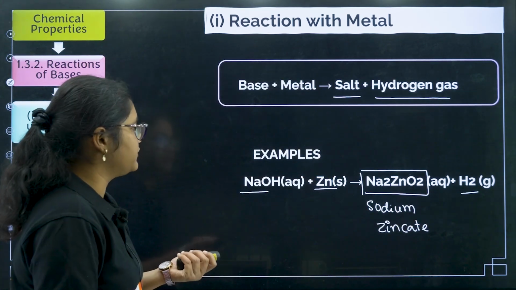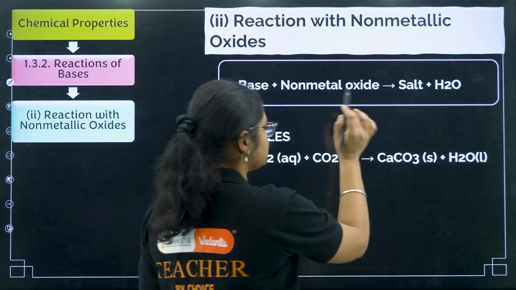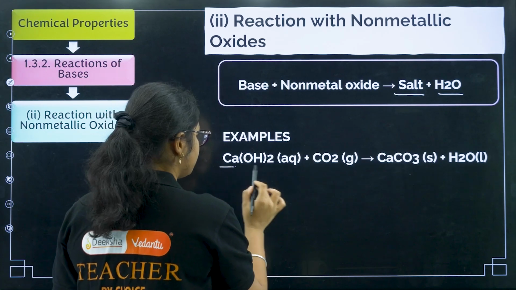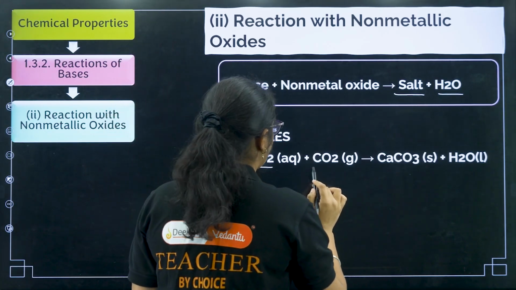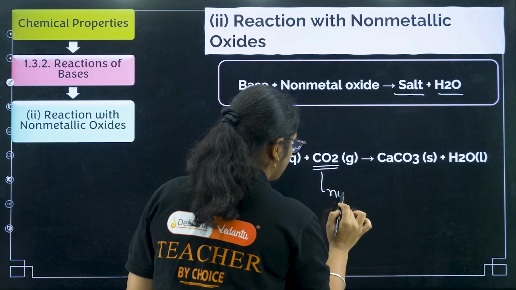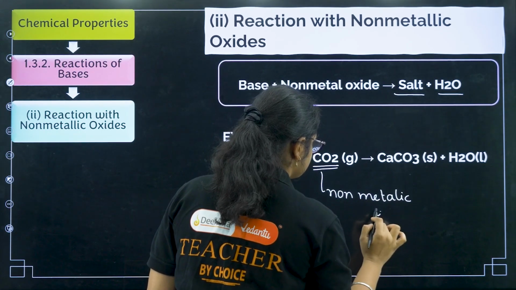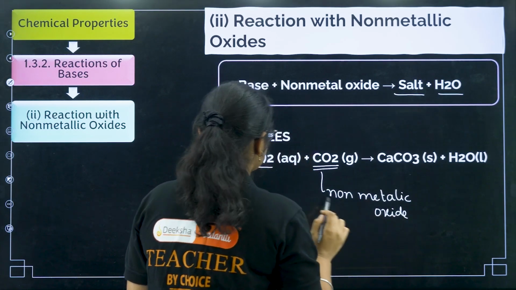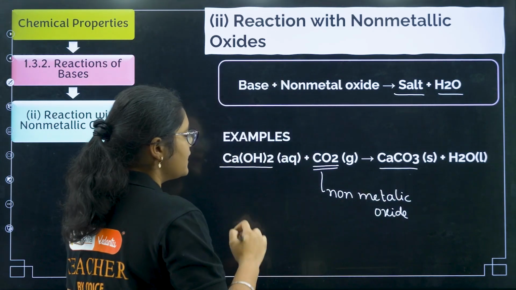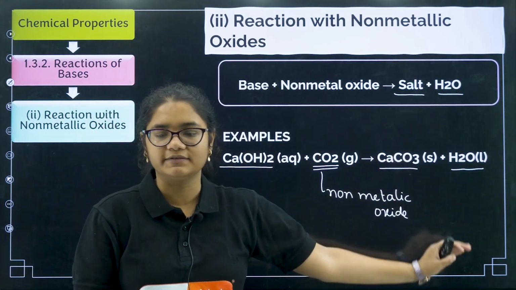Next, the reaction is with non-metallic oxides. Base plus non-metallic oxide will give you salt and water. So we have a base here, calcium hydroxide, and with a non-metallic oxide. So carbon dioxide is what? Non-metallic oxide. Right. So first a salt will form. The salt formed here is calcium carbonate, and with that water is produced as a byproduct, calcium carbonate plus water.